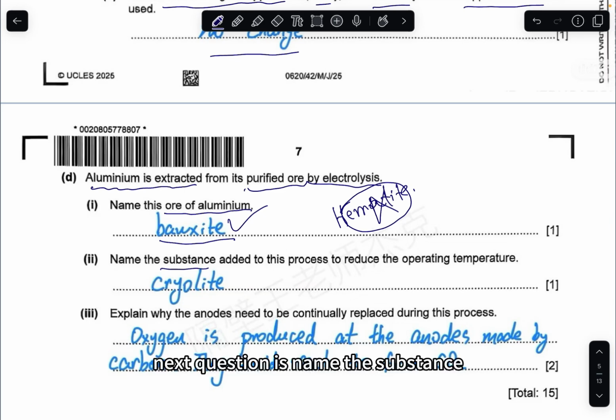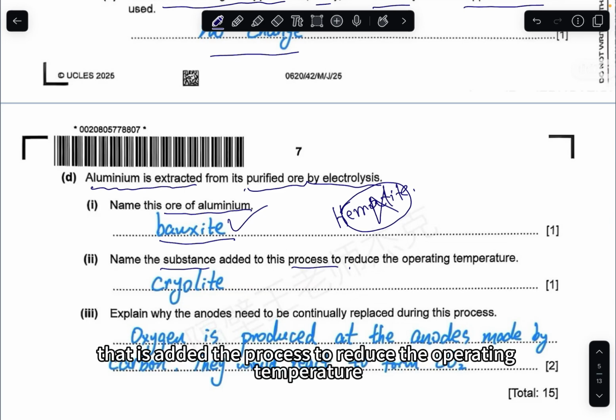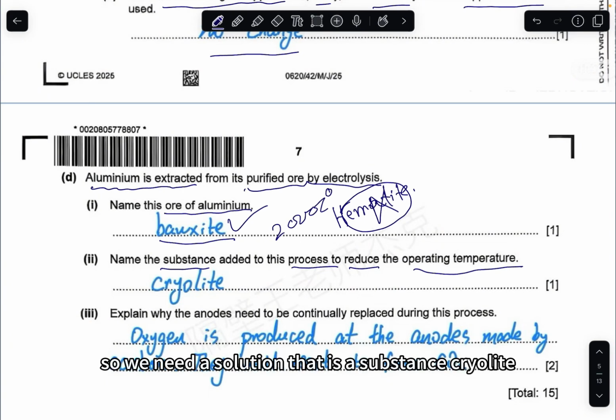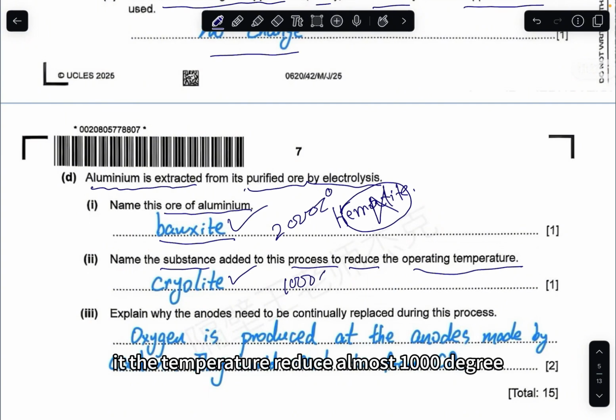Next question is, name the substance that is added to the process to reduce the operating temperature. Because bauxite's melting point is very high, around 2000 degrees. So we need a substance, cryolite. When we mix it in, the temperature is reduced by almost 1000 degrees.